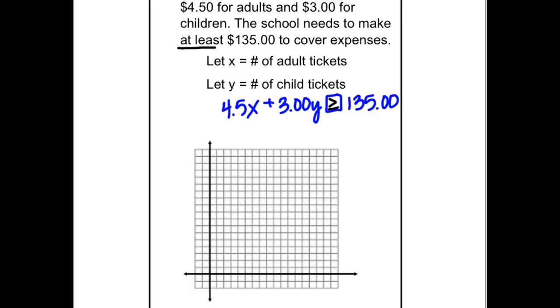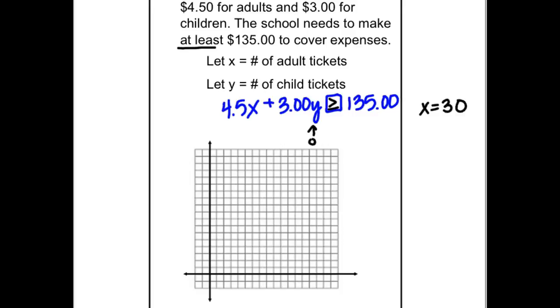So I'm going to start with finding my x-intercept. If I put in 0 for y to get my x-intercept, that means I get 4.5x, and for right now, I'll say equal to 135. So if I take $135 divided by 4.5, I get 30. So my x-intercept is 30.